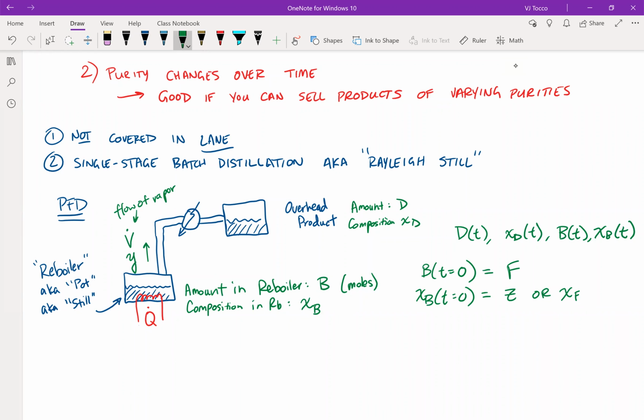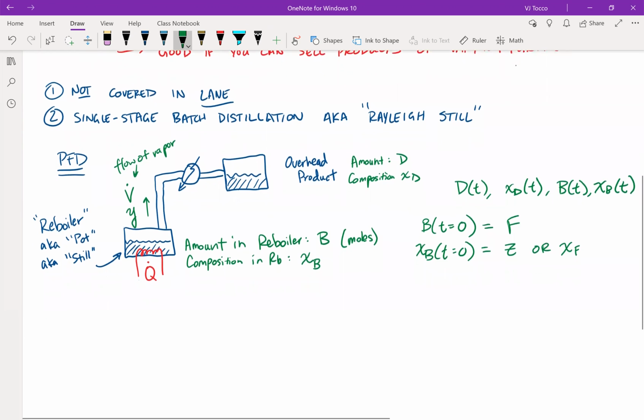And just like all the other variables, Y is a function of time, but we can assume that V dot is constant with time. And that's going to simplify the analysis greatly. If you cannot assume that V is constant, then it'll be a little bit more complicated. So what type of analysis can we do for batch distillations? Just like before, we have an overall material balance and a component A material balance.